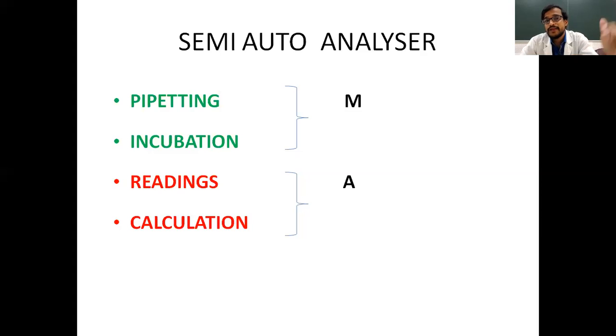So the main difference between the colorimeter and the semi-auto analyzer is that half the work is done by the analyzer. In the colorimetric method, all the steps we are doing, and in the semi-auto analyzer, half the steps are done by the analyzer and the remaining half we are doing. Pipetting and incubation we are doing, and reading and calculation is done by the analyzer. So it is saving some time and manpower.